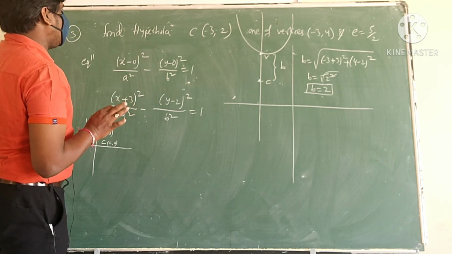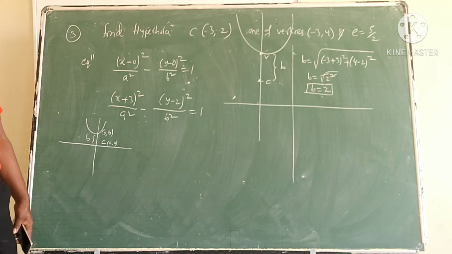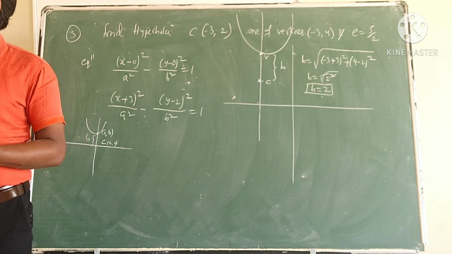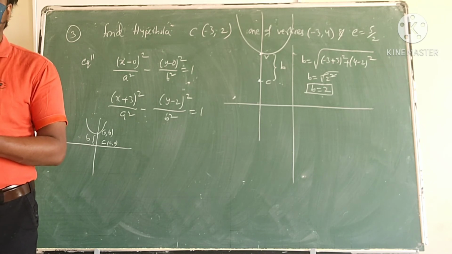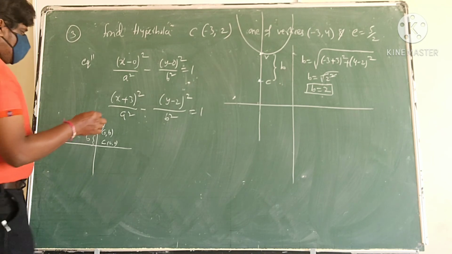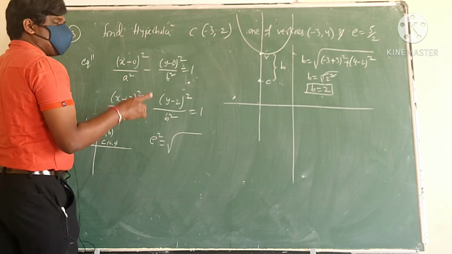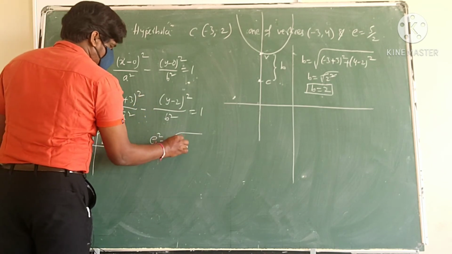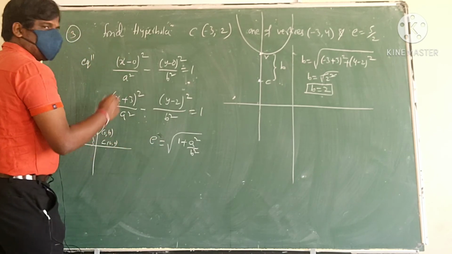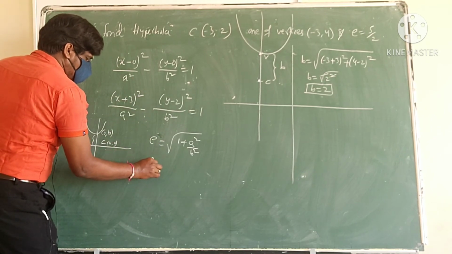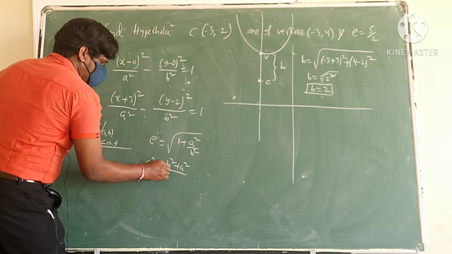Now what do I have to get? I have to get the hyperbola. For that I require a and b. Then we have the eccentricity formula. What is the eccentricity formula? e is equal to under root of 1 plus b square by a square. Squaring on both sides, e square is equal to a square plus b square by a square.